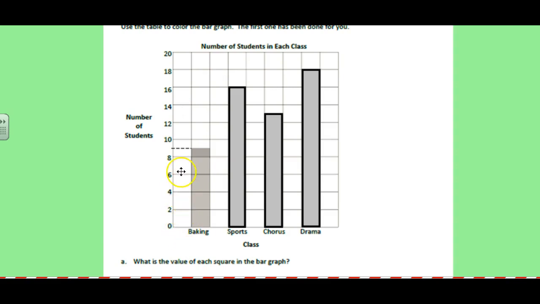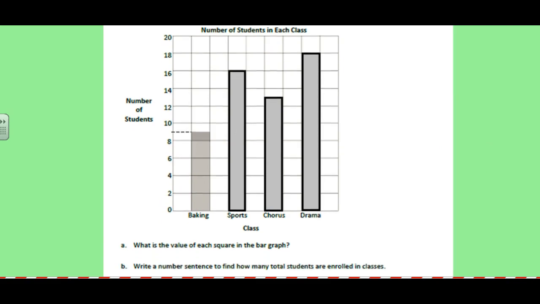And you know that the scale is skip counting by 2, so that means that each square in the bar graph is equal to 2 students. Make sure you're not just putting the number 2, because we do need to know that it's just 2 students. It could be 2 dogs or 2 cats or 2 fish, so it is 2 students in this particular graph that we're talking about.